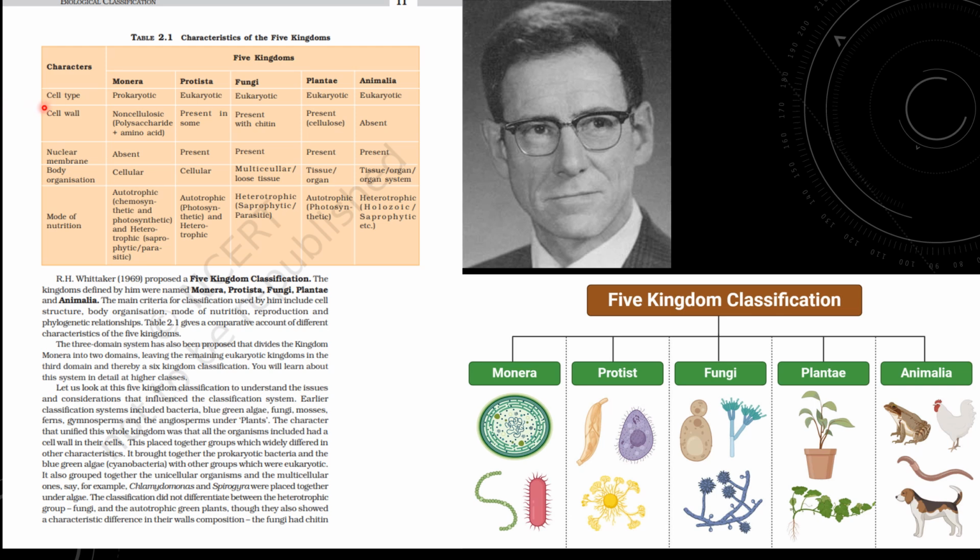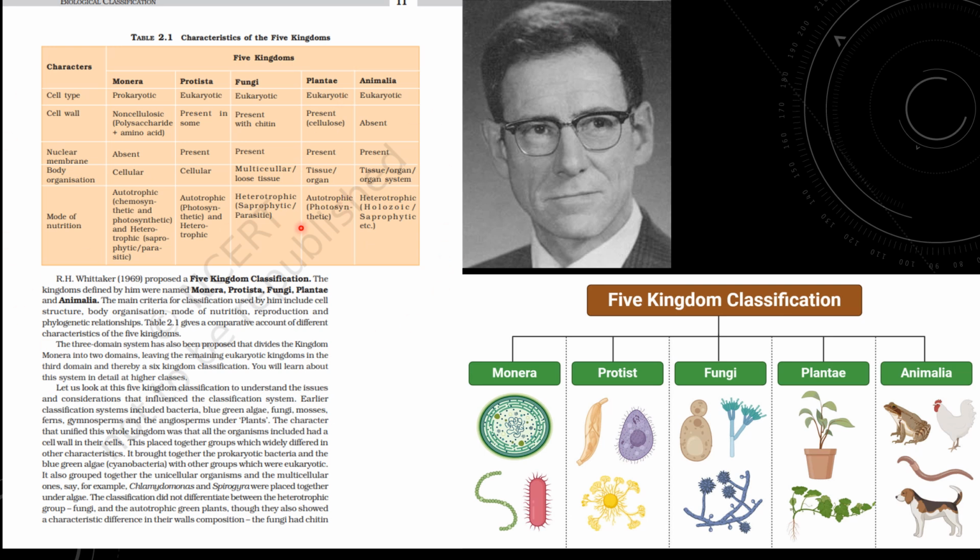They are based on their cell type, their cell wall, the presence or absence of a nuclear membrane, and their body organization, whether cellular, multicellular, tissue, organ or organ system. They are also based on their mode of nutrition. They can be autotrophic, synthesizing their own food, or heterotrophic, depending on other organisms for energy. So based on these five important characters, they are classified into the five kingdoms. It was put forward by R.H. Whittaker.